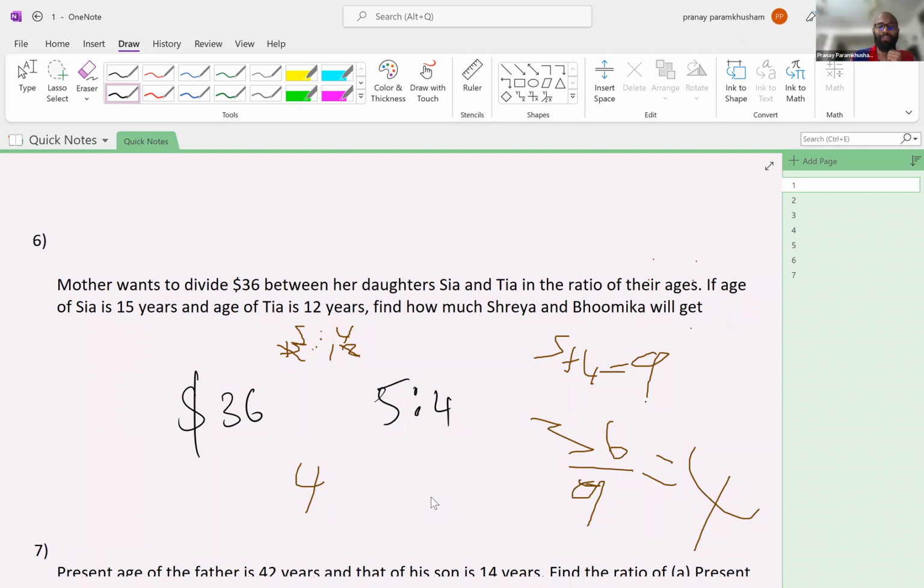Once you get 4, you need to multiply. See, one part is 4. So 5 parts is how much? No, one part is 4. One part is $4. 5 parts would be how much?